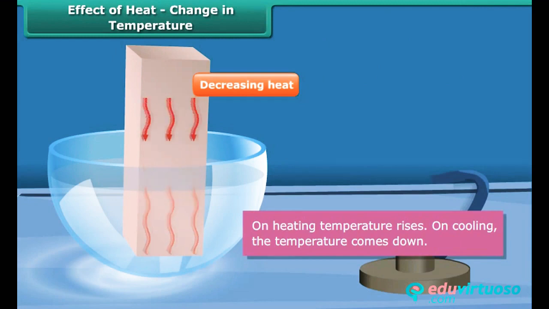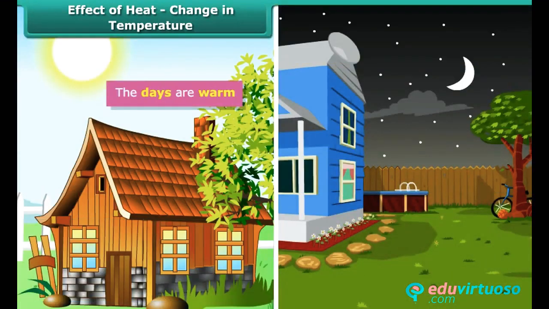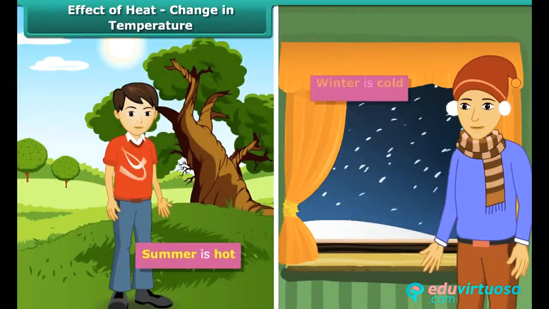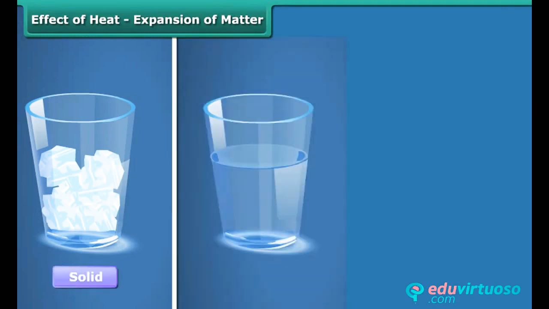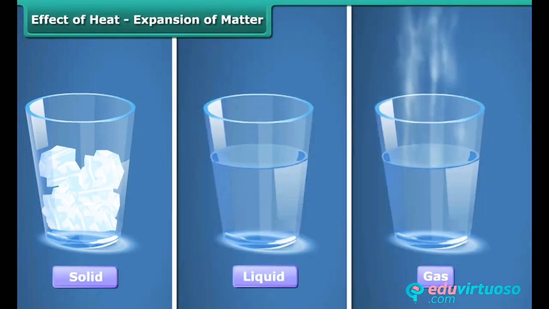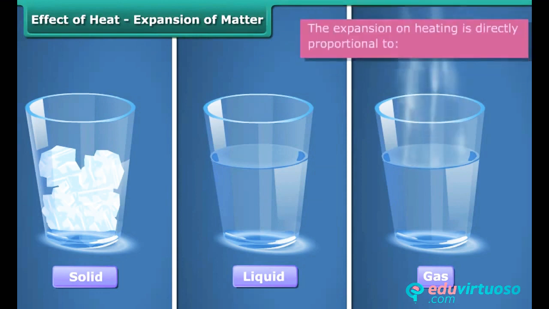In nature, the sun's energy brings about a change in temperature. The days are warm, while the nights are cool. Summer is hot, winter is cold. Matter exists as solid, liquid, and gas. All the three states of matter expand on heating. The expansion of matter depends on the temperature through which it is heated.